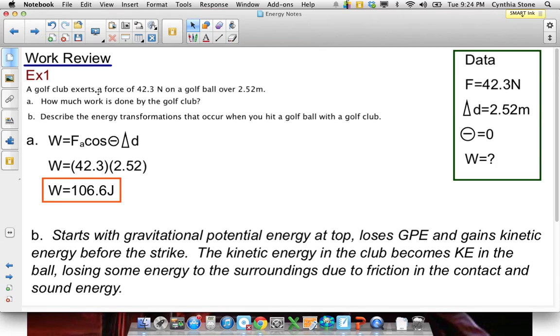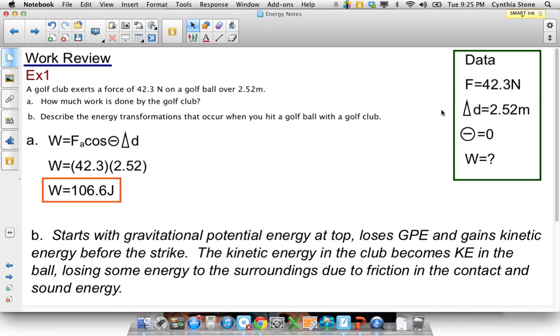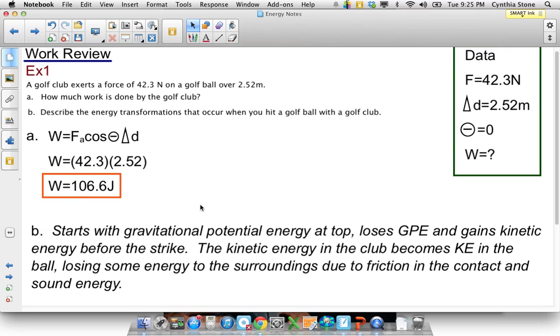Here we've got a golf club. We have a force of 42.3 and we have a distance of 2.52 meters. No angle mentioned, so you basically just assume it's 0. Like I say, cos of 0 is 1. So looking at the data given in the question, just sub in the equation. This is so easy. And then part B.